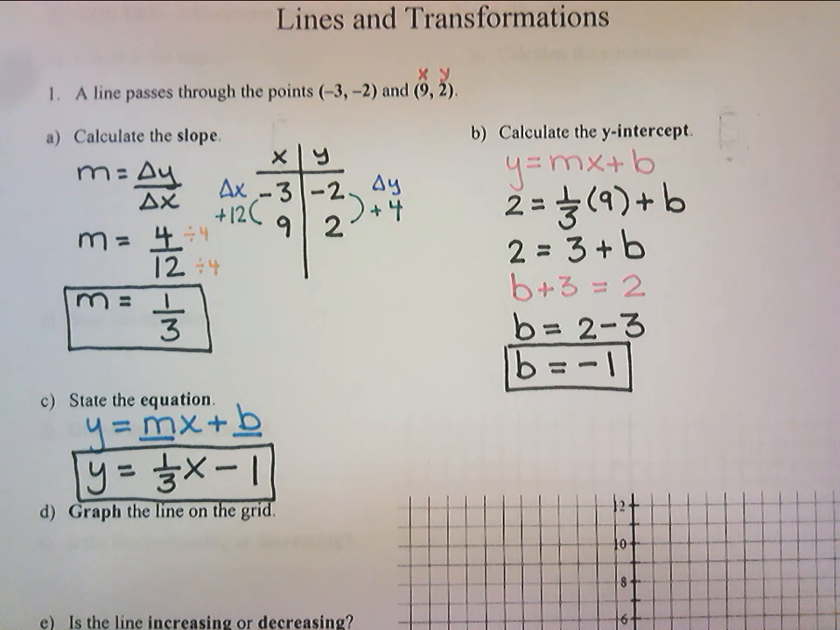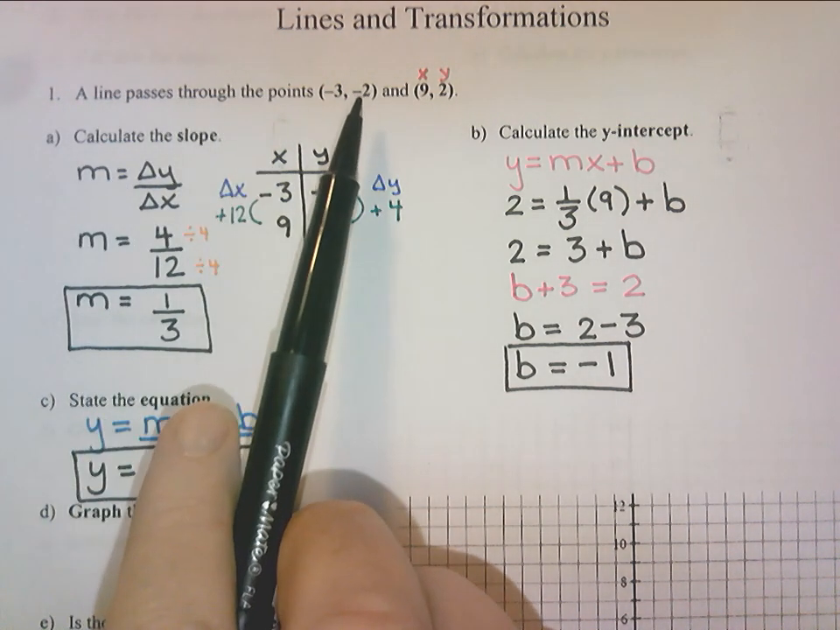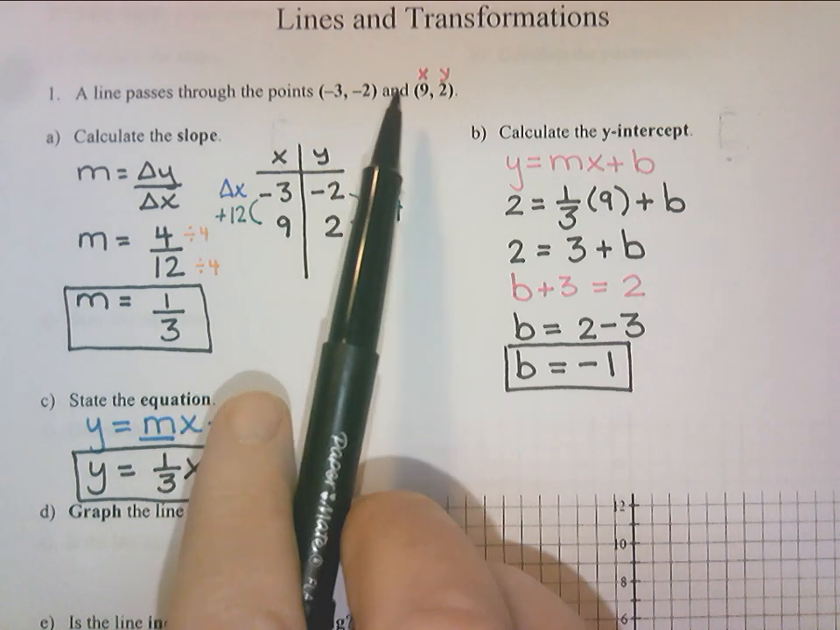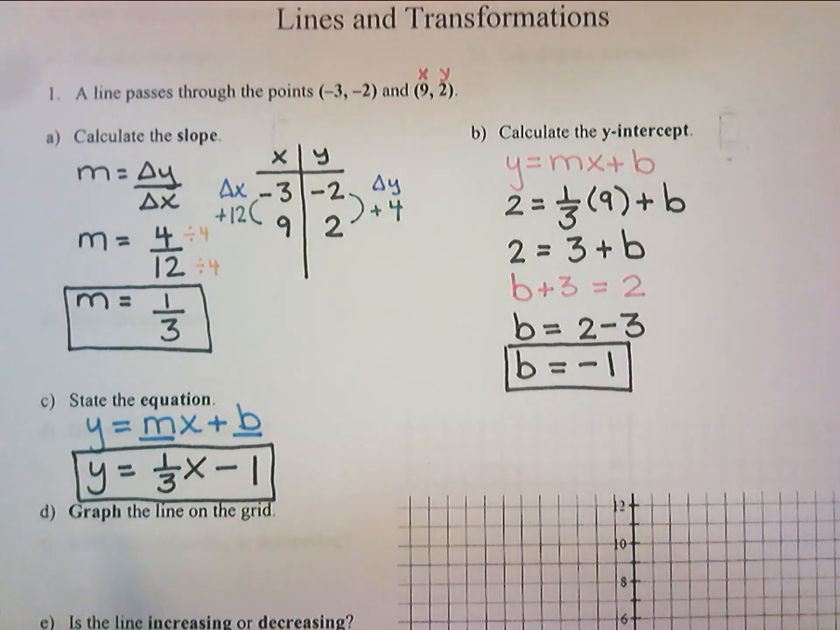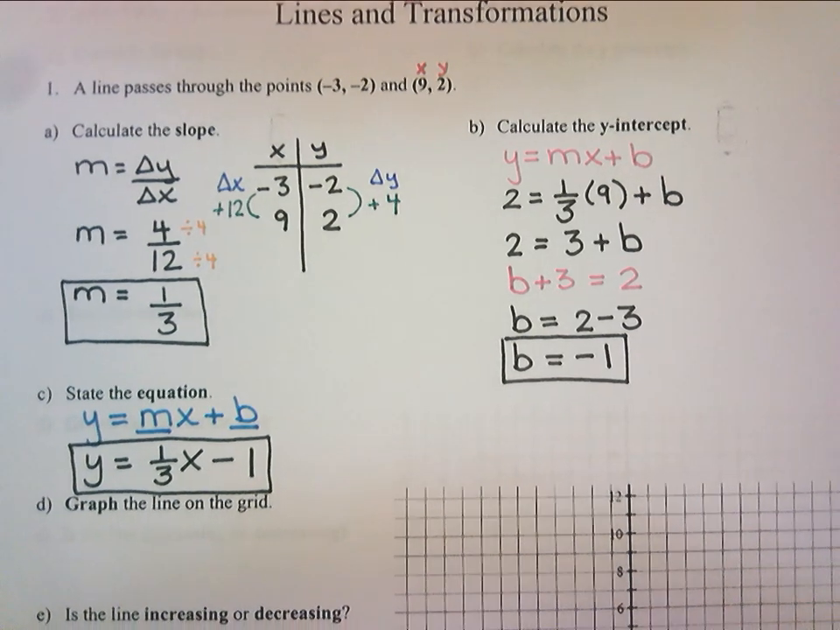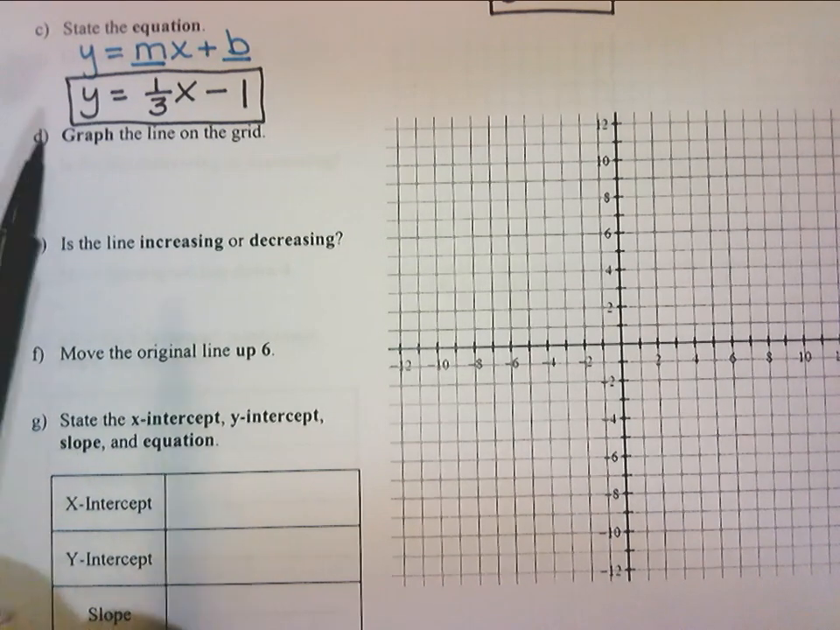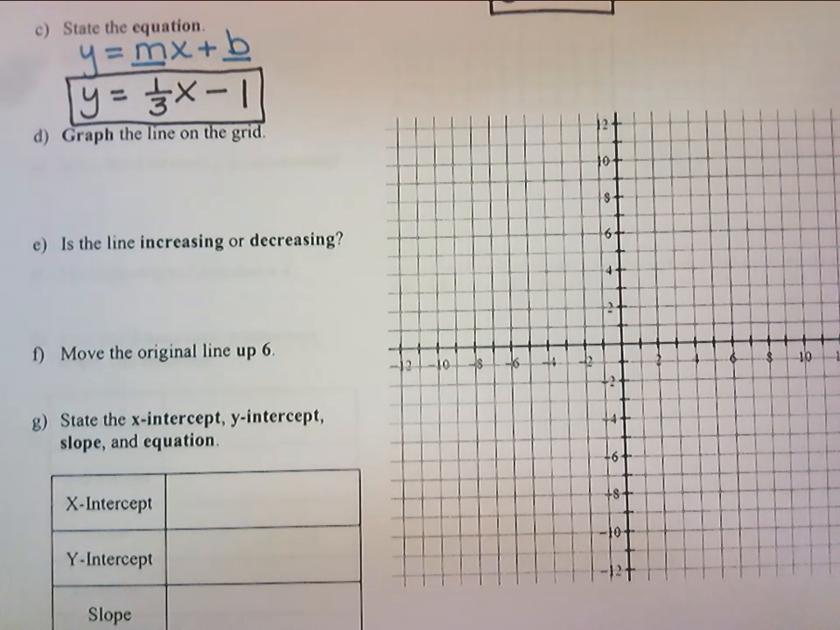This is the second part of our lesson on lines and transformations. So we started with the question: a line passes through the points (-3, -2) and (9, 2). We calculated the slope, we calculated the y-intercept, and we found our equation. So we are now going to do part D, which asks us to graph that line on the grid.